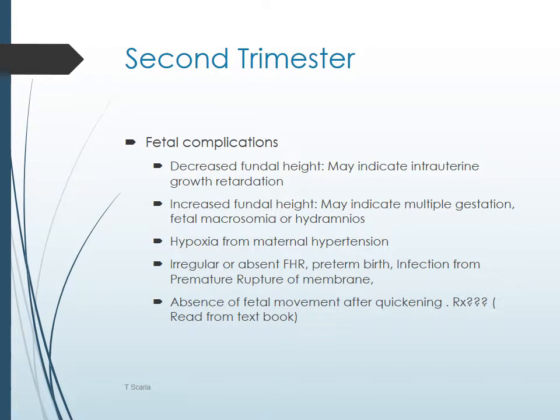Fetal complications during second trimester are decreased fundal height, which may indicate intrauterine growth retardation. Increased fundal height may indicate multiple gestation and fetal macrosomia or hydramnios, which is polyhydramnios. And hypoxia can result from maternal hypertension. You may see irregular or absent fetal heart rate, preterm birth, infection from premature rupture of membranes, and absence of fetal movement after quickening. And what is the management? I would like you to read it from the textbook. It is important.